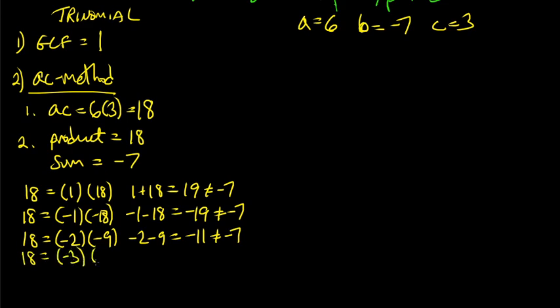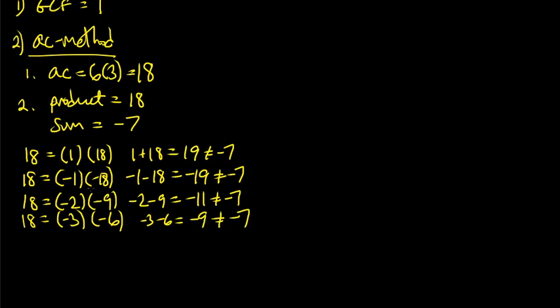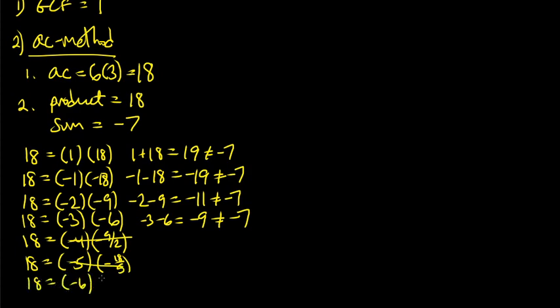Okay, so divide by negative 3, and you get negative 6. Negative 3 minus 6 is negative 9. Still no match. It's not negative 7. So let's keep going. Can we divide by negative 4? No, not evenly. We get negative 9 over 2, right? We don't want fractions. Can we divide by negative 5? Nope, same thing. You get negative 18 over 5. We don't want fractions. Can we divide by negative 6? Yes, and we get negative 3. So negative 6 minus 3 is negative 9.